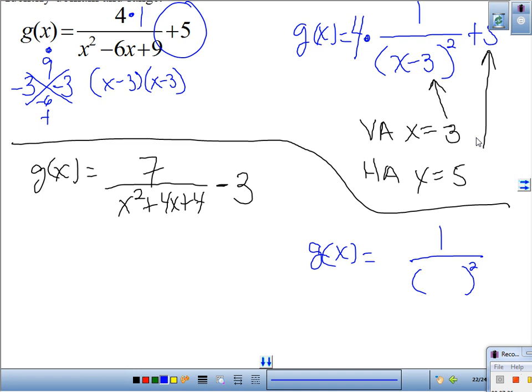All right, give your neighbor the function already transformed. What does it look like? All right, g of x, I heard g of x equals 7 times 1 over x plus 2 minus 3. Have you got that? Yeah. And once again, how do we get x plus 2?